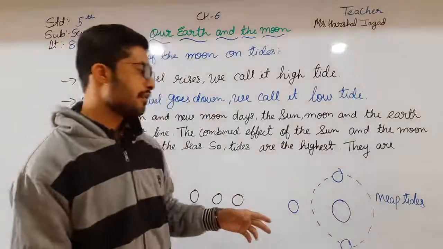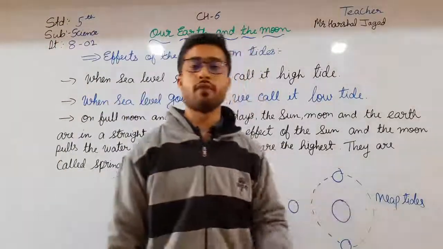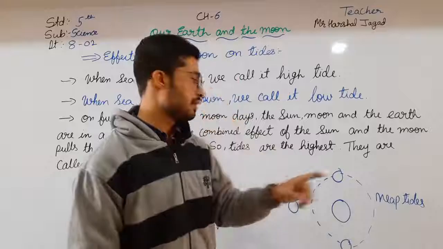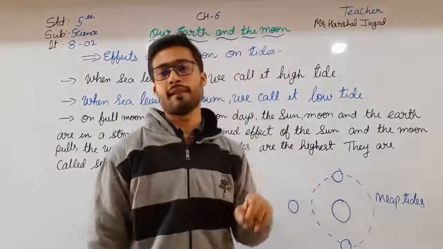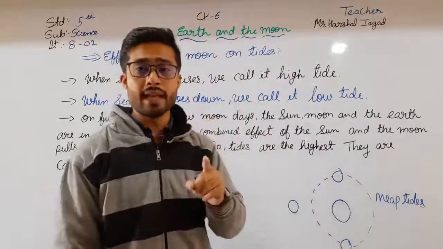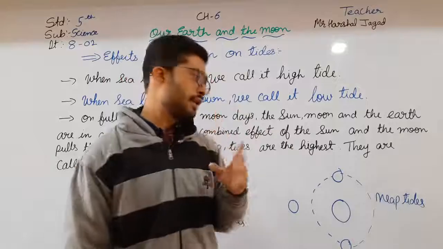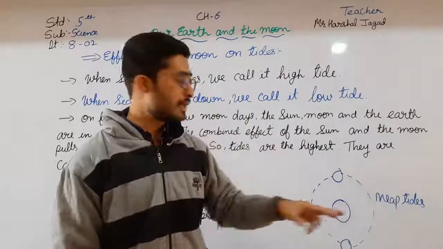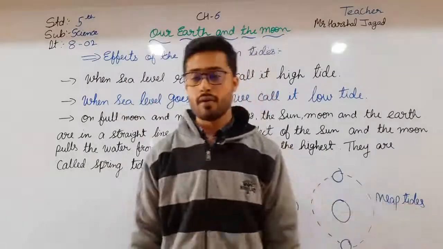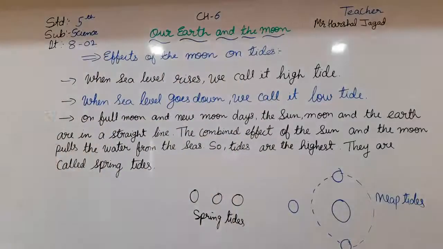And then after, we have seen the nip tide. On the first and on the third quarter, there is minimum effect, and the tides are known as nip tides. Okay, students. Now moving to light and shadow.